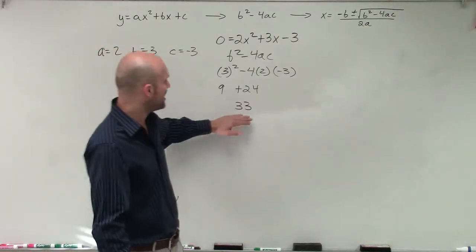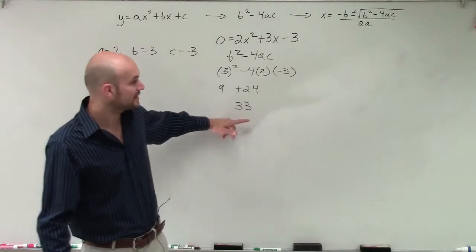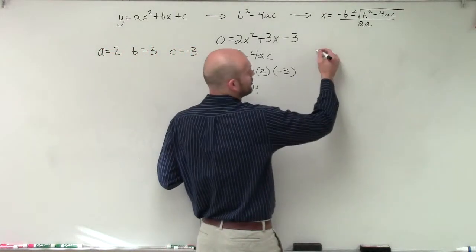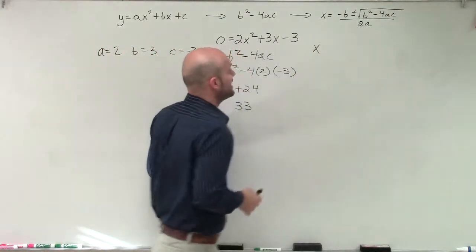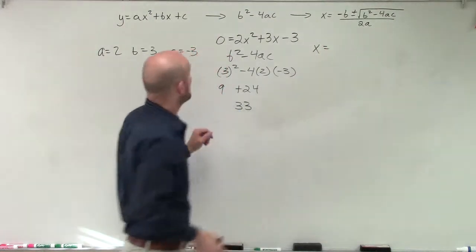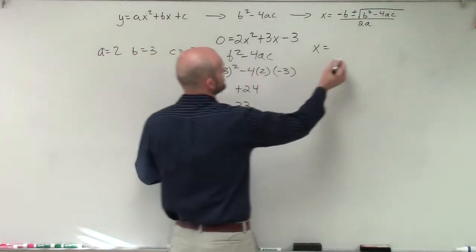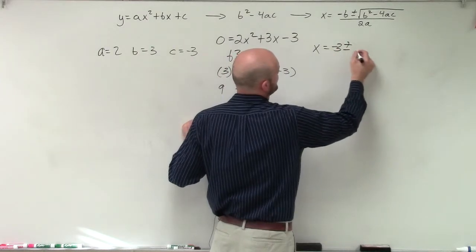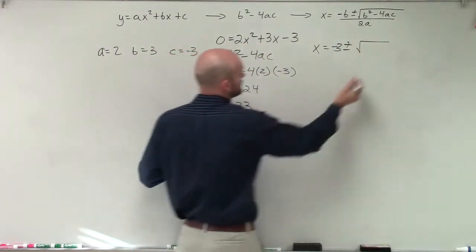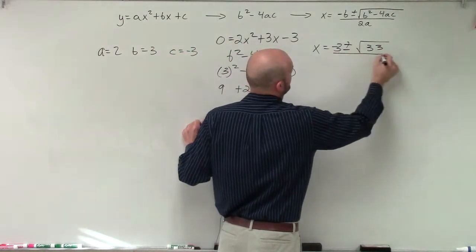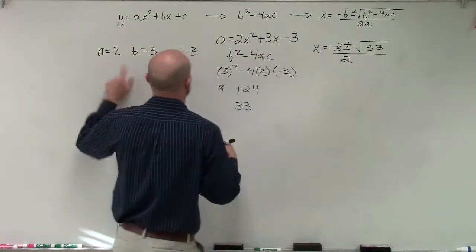And I'll explain to you why, because we can't take the square root of 33. So let's go and finish off the rest of the quadratic formula, and you'll see what I'm talking about. So I have x equals the opposite of b. My b is 3, so it's going to be negative 3 plus or minus the square root of 33, divided by 2 times a, which is 2.